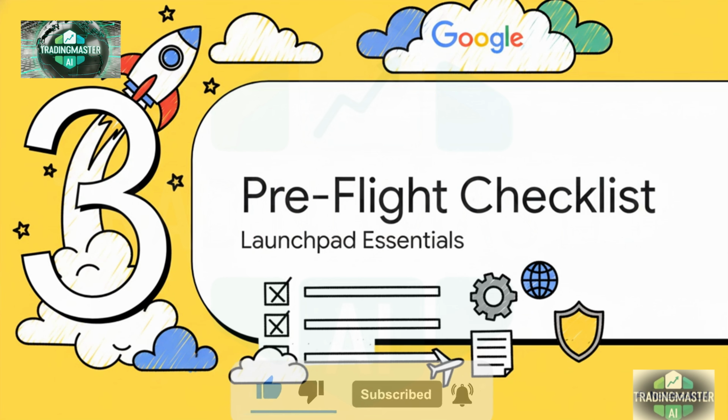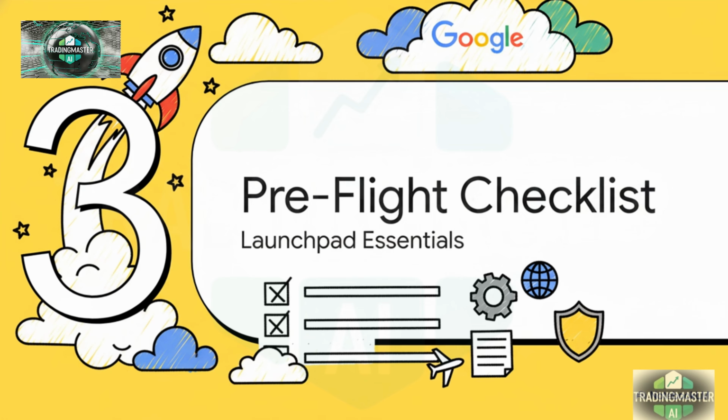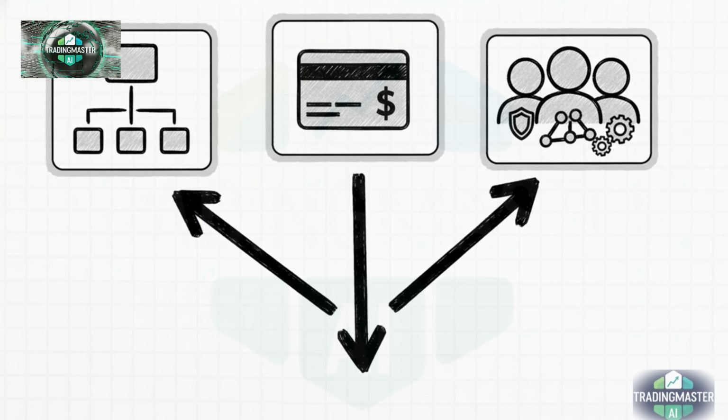So, before we wrap up, let's quickly cover what you need to have ready to go before you even start designing this thing. You can think of this as the pre-flight checklist for your enterprise's launch into the cloud. There are 3 essentials. Number 1, you have to have a Google Cloud organization resource. That's the root of everything. Number 2, you need a billing account to pay for stuff.